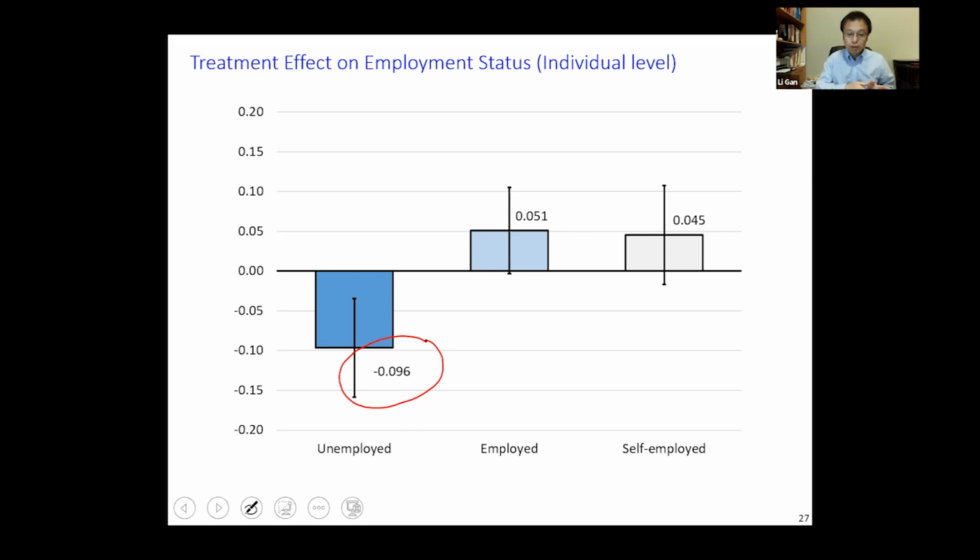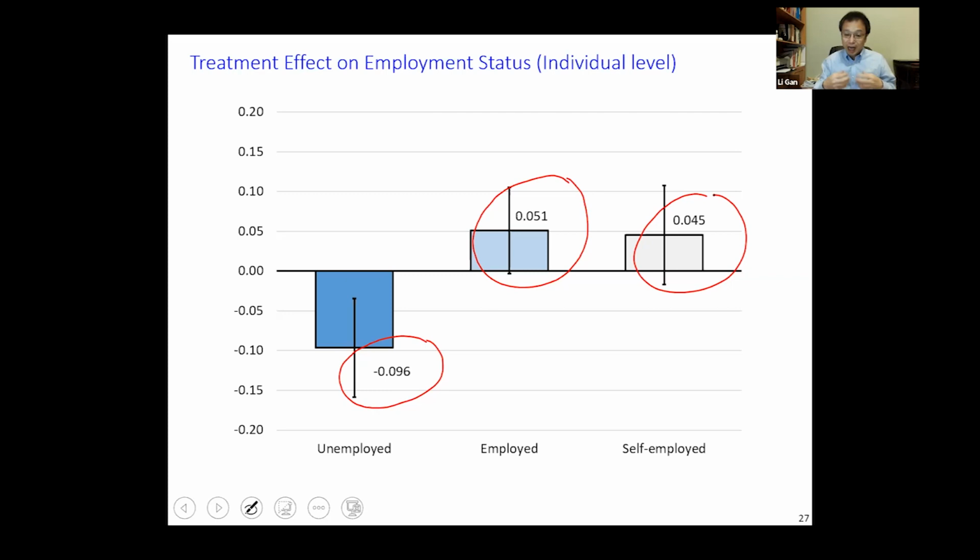And then of those working, a little bit more than half of them switch to employed, and the other half switch to self-employed. So that's the overall pattern. We want to go into a little bit more detail. There's a very big difference between families with one earner versus dual earners. That's where lots of the action happens.